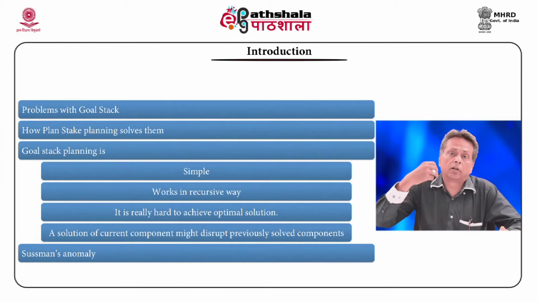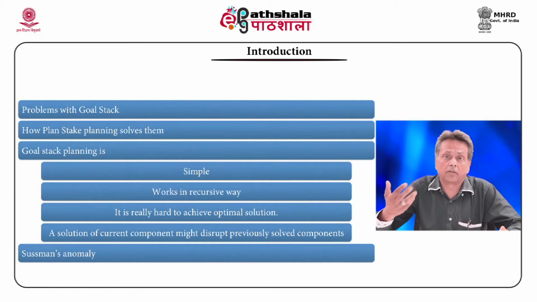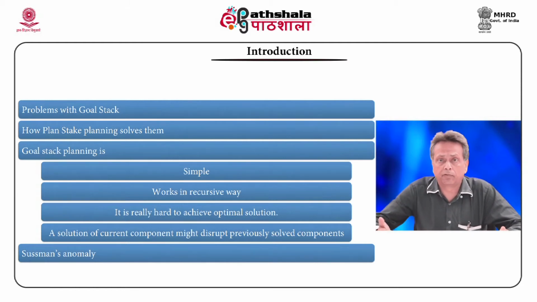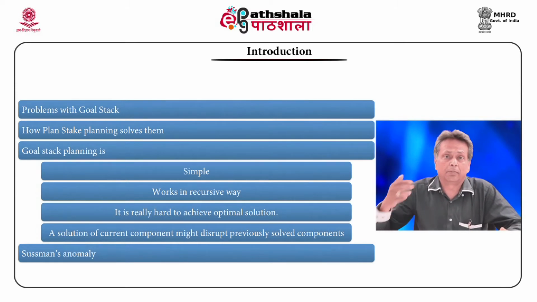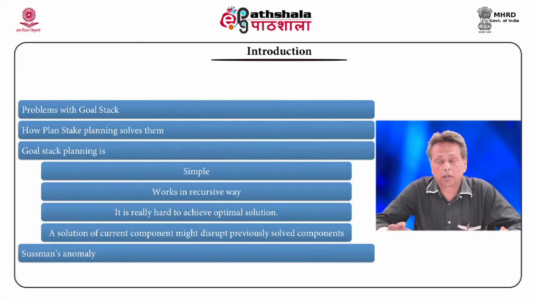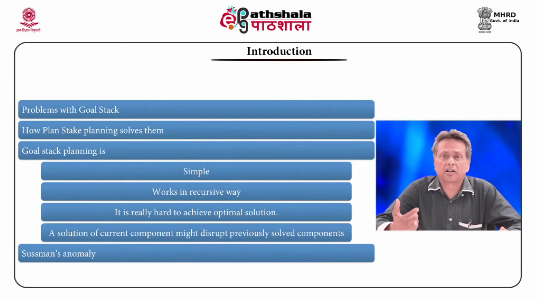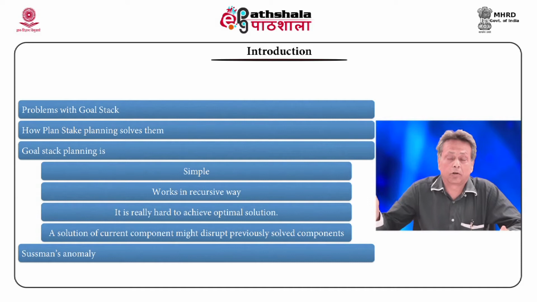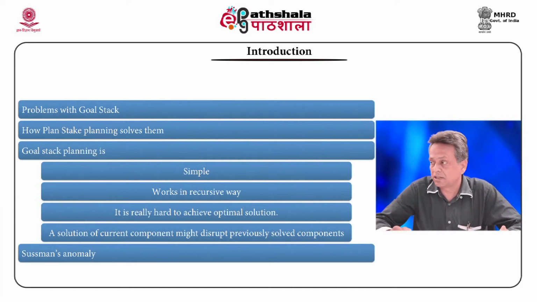So when we solve one component, we are undoing what we have done before. That's the problem, and we'll see how these problems can be managed using the method called plan stack planning, which we talk about later. We also will see an interesting problem called Sussman's, how it creates the problem for goal stack planning, and how that is solved by plan stack planning, also discussed later.